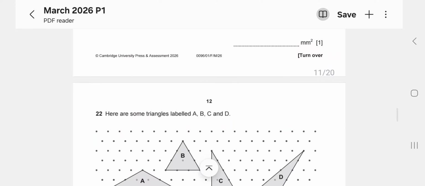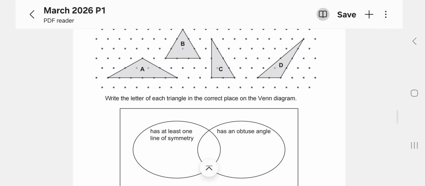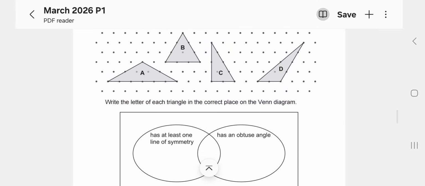We need to get which scalene triangle has at least one line of symmetry and has an obtuse angle. This one is isosceles, it has only one line of symmetry. This one, equilateral, has 3 lines of symmetry. This has 0, this has 0. So what about the obtuse angle? This one has no obtuse angle, so it will be outside.